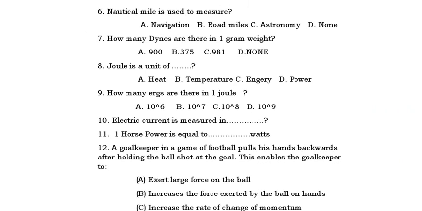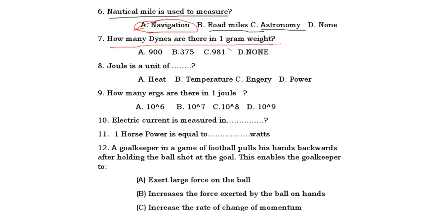Next is nautical mile. Nautical mile is used to measure what? Not road miles, not astronomy. Nautical miles are used for navigation purposes. Do you know what navigation is? Google Maps is working with the help of navigation only. Nautical miles.